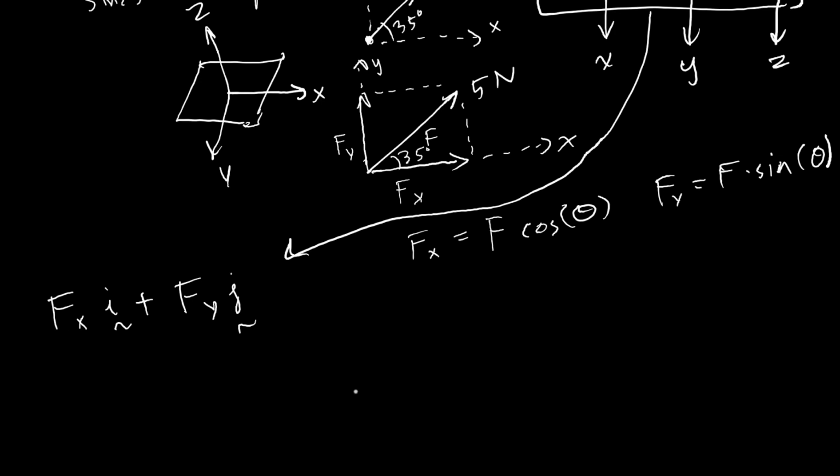So let's say we had another vector. This will be a quick example, not going to do much explanation.